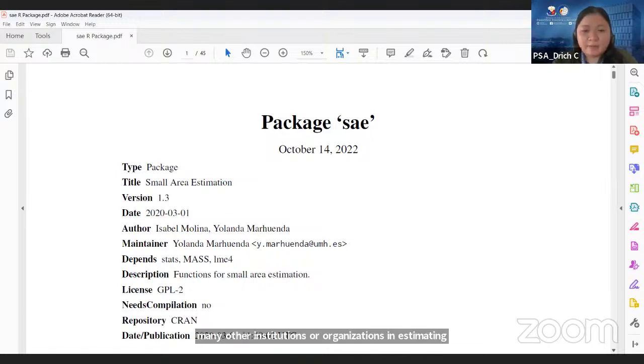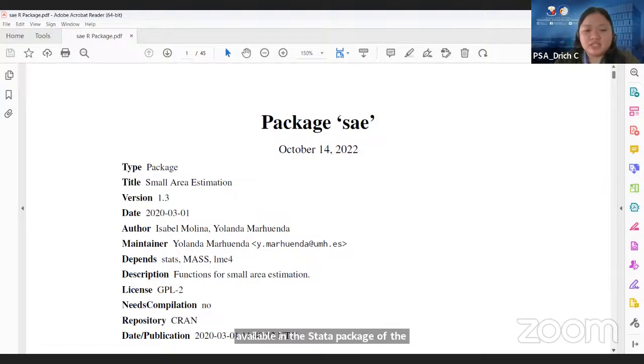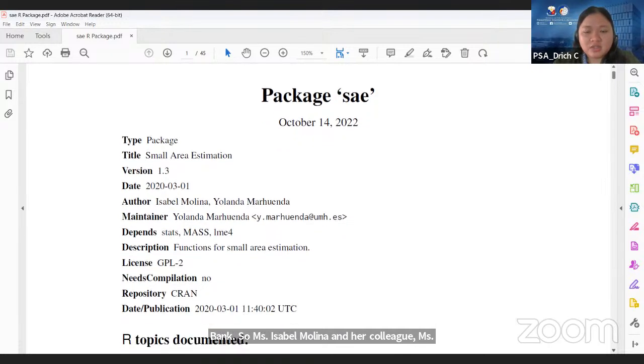She has been a big part of the recent development in the ELL methodology being used by the World Bank, and now it's called the EB census methodology, which is an improvement from the previous ELL methodology. Now they are referring to it as the census EB, available in the data package of SAE developed by the World Bank. So Ms. Isabel Molina and her colleague Ms. Yolanda Marhuenda. This package is recently updated.